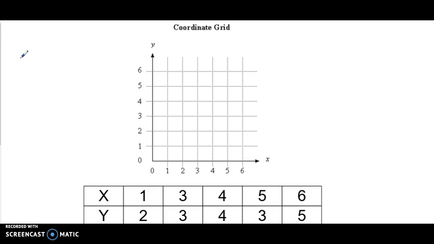Now let's make a scatter plot given some ordered pairs. So my x values are on the top, and my y values are on the bottom. My first point I'm going to put at (1, 2). So 1, 2, put a point. Next point is at (3, 3), 3 over, 3 up. Next point, (4, 4). Next point is at (5, 3). And last point is at (6, 5).